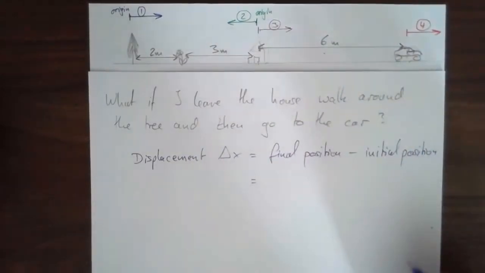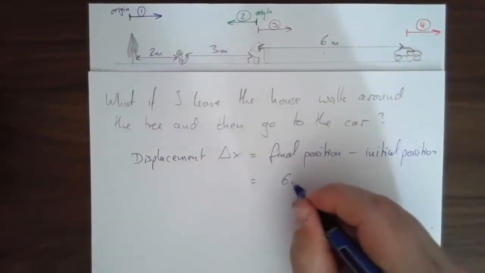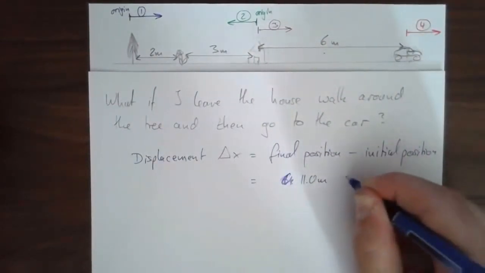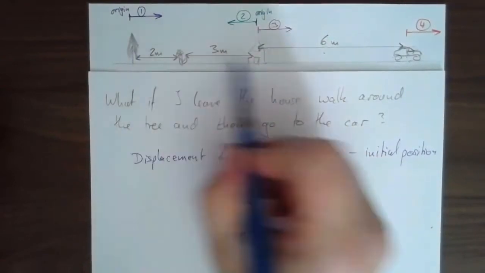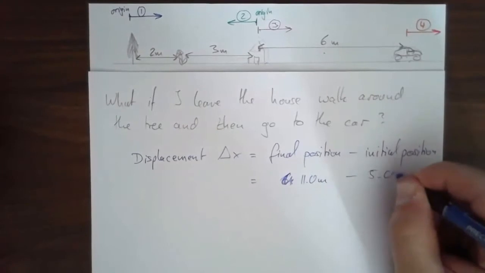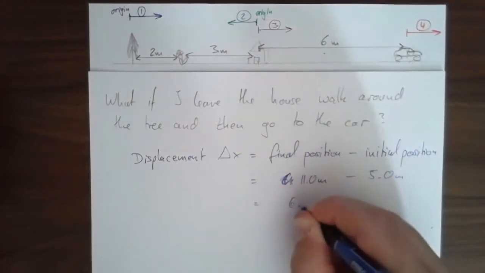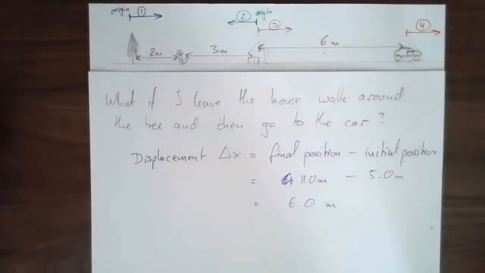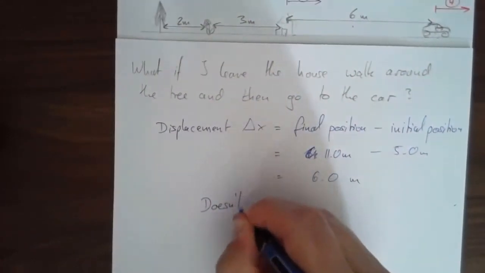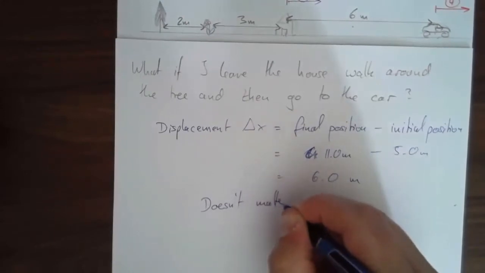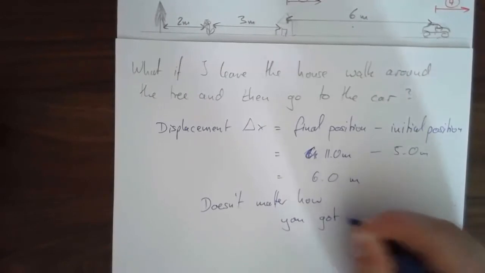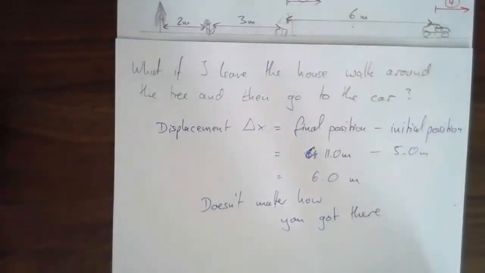So it is still, oops, you end at 11 meters. You start at 5 meters, right? That's the position in the blue coordinate system of the front door. So that is still 6 meters, just as before. It doesn't matter how you got there.